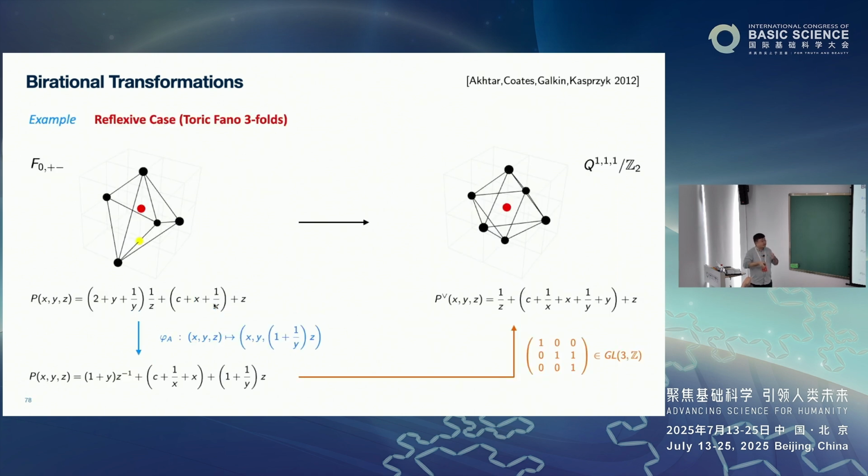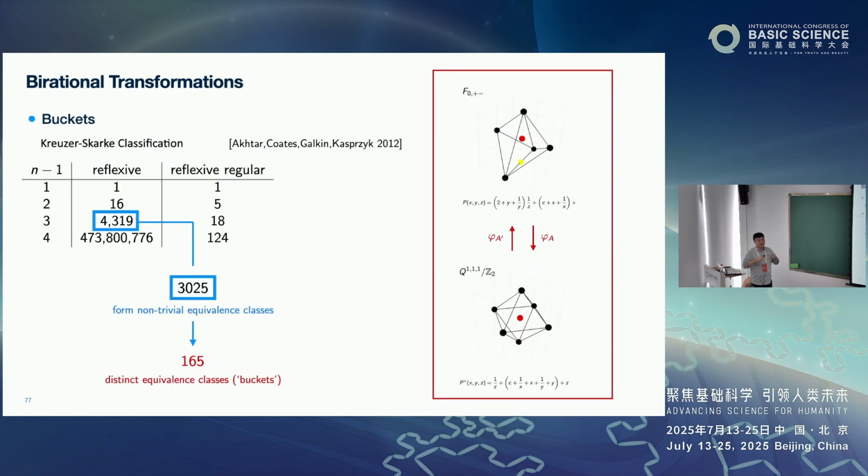So within what they call a bucket, you can have a set of birational transformations that map these polytopes within a bucket into each other, but you cannot leave the bucket into another bucket, and they are actually distinct from each other. So in fact, out of these 3,025, they found 165 distinct buckets of toric diagrams that are mapped to each other and do not communicate with each other.